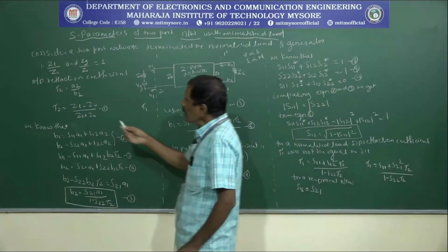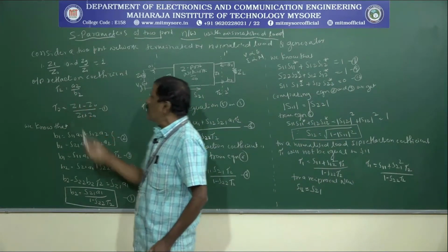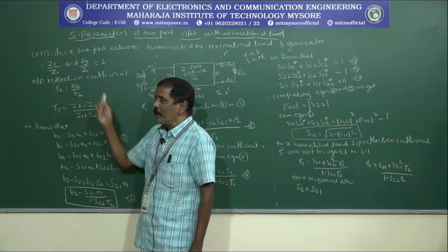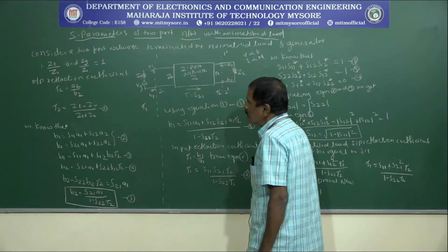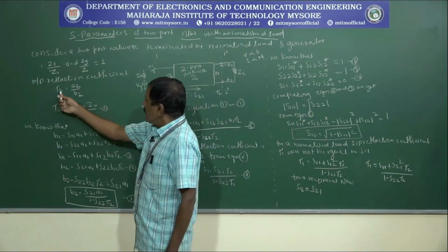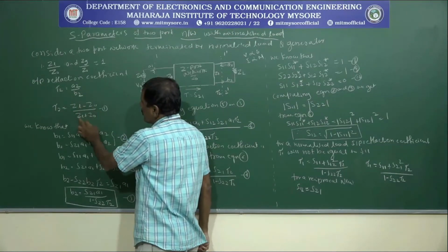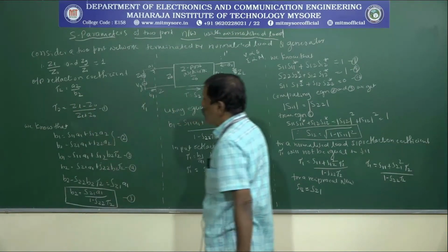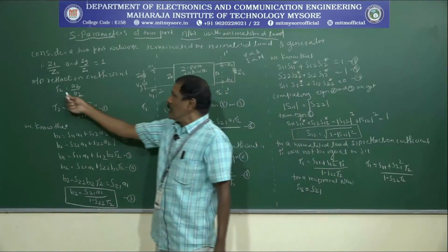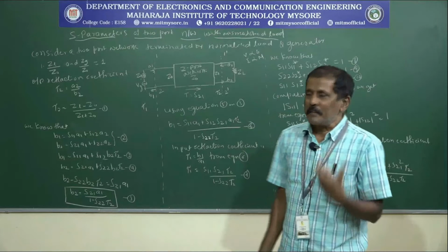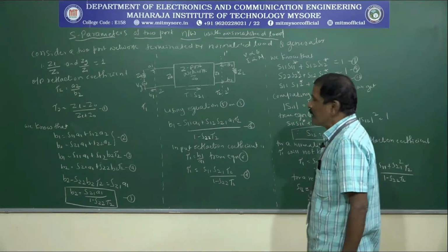Now, output reflection coefficient is given by Γ2 equal to A2 divided by B2. Then Γ2 can also be calculated from (ZL minus Z0) divided by (ZL plus Z0). As you know, reflection coefficient is nothing but the ratio of the reflected voltage to the incident voltage.